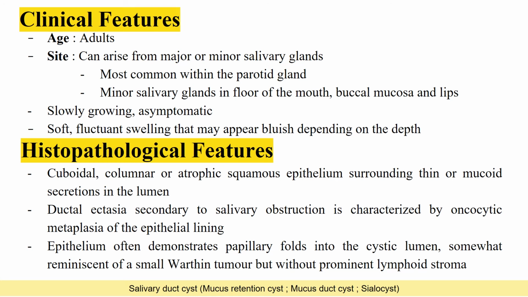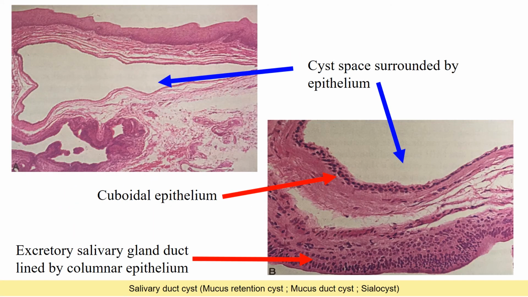The ductal ectasia secondary to salivary obstruction is characterized by oncocytic metaplasia of the epithelial lining. The epithelia often demonstrate papillary folds into the cystic lumen, somewhat reminiscent of a small Warthin's tumor but without prominent lymphoid stroma. Both pictures show a cyst space surrounded by the epithelium, and in the bottom right picture, it shows a cuboidal epithelium and the excretory salivary duct is lined by columnar epithelium.